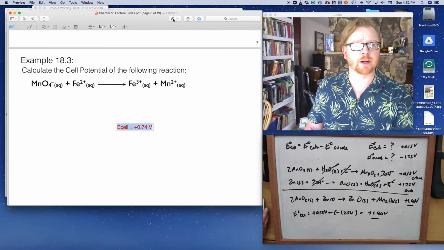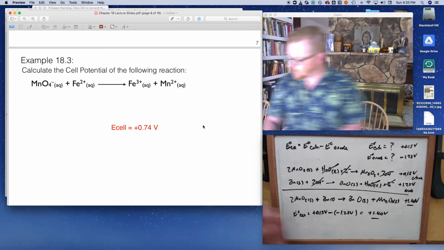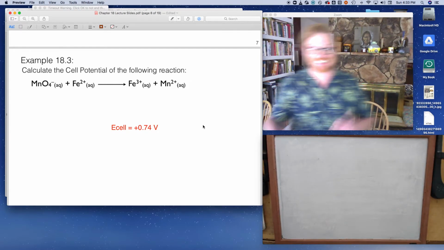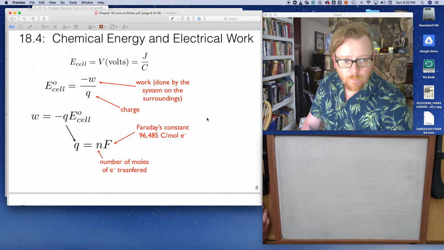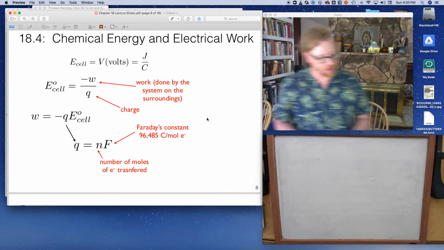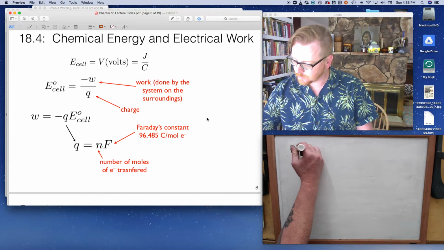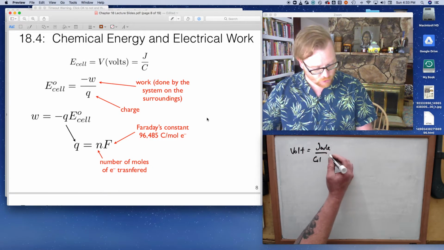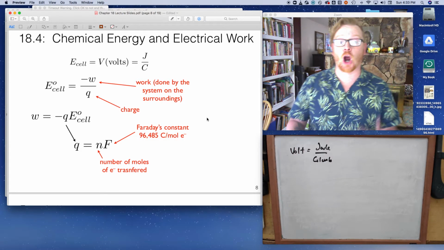Let me make this a little bit bigger, and I'll show you why we need this for the next one. Again, we want E cell to be positive, and I'm going to shift into why that is now. If we look at the definition of a volt, this is the units of a volt. By definition, a volt is a joule divided by a coulomb, where a coulomb is a unit of charge.